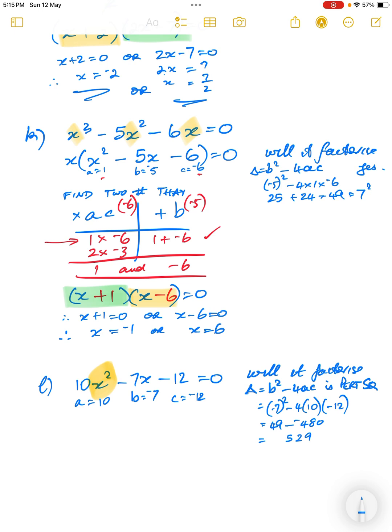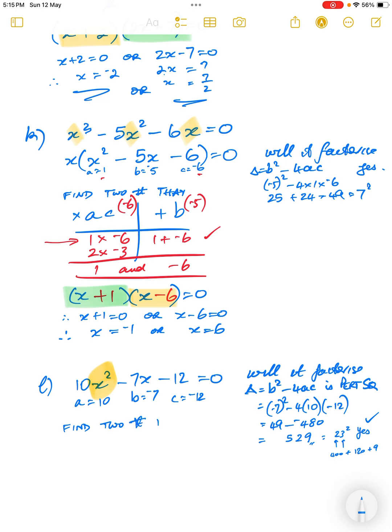And is that a perfect square? Well, let's check. So 20 times 20 is 400. Maybe that's 23 times 23. Let's check. Is it 23 times 23? 400, double 20 times 3, so double 60, so 120, and 3 squared is 9, 529. Yes, it's 23 squared. It will factorize. It's a perfect square. So now I know it will factorize.